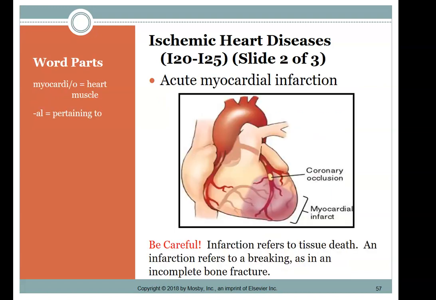Acute myocardial infarction, cardiac tissue death that occurs when the coronary arteries are occluded or blocked by an atheroma, which is a mass of fats or lipids on the wall of an artery, or a blood clot caused by atheroma. Then you've got your word parts. You've got myocardio is heart muscle, and al equals pertaining to.